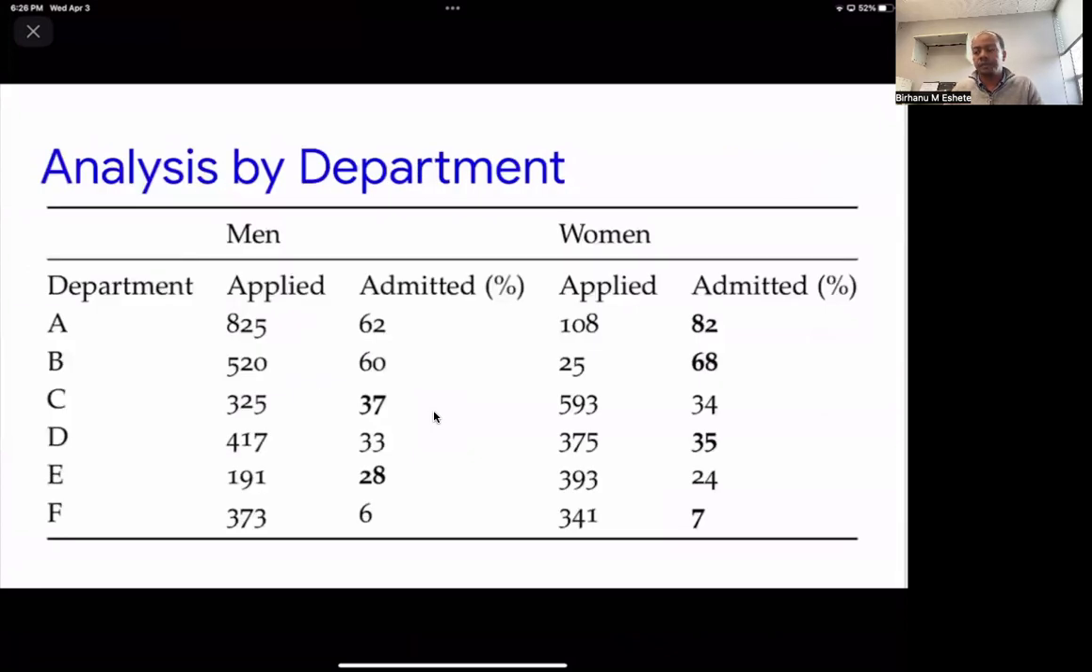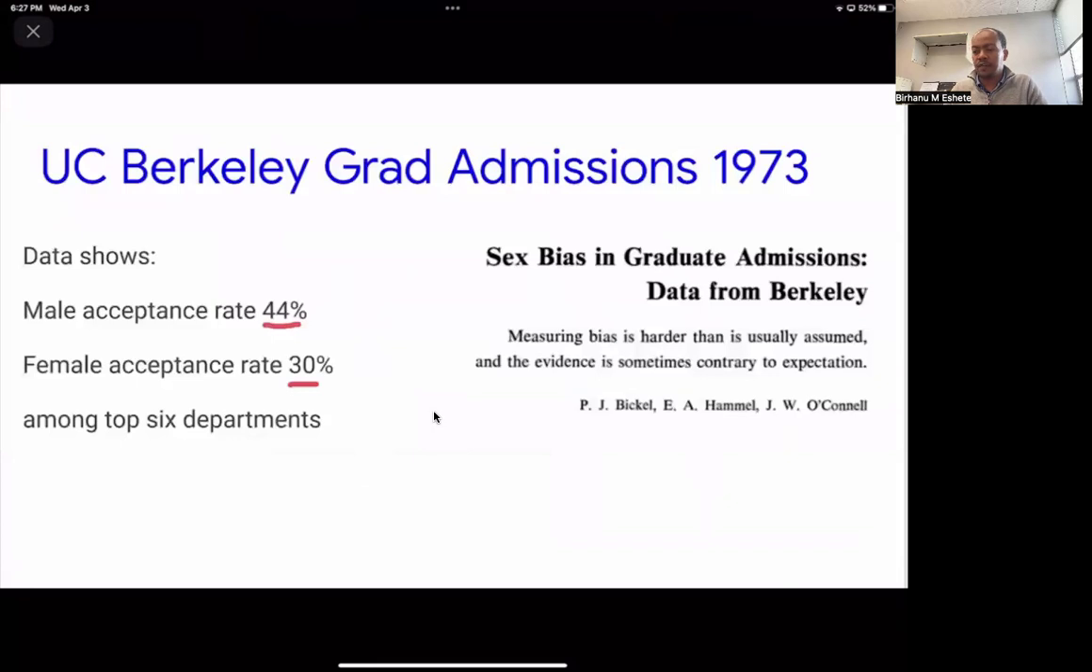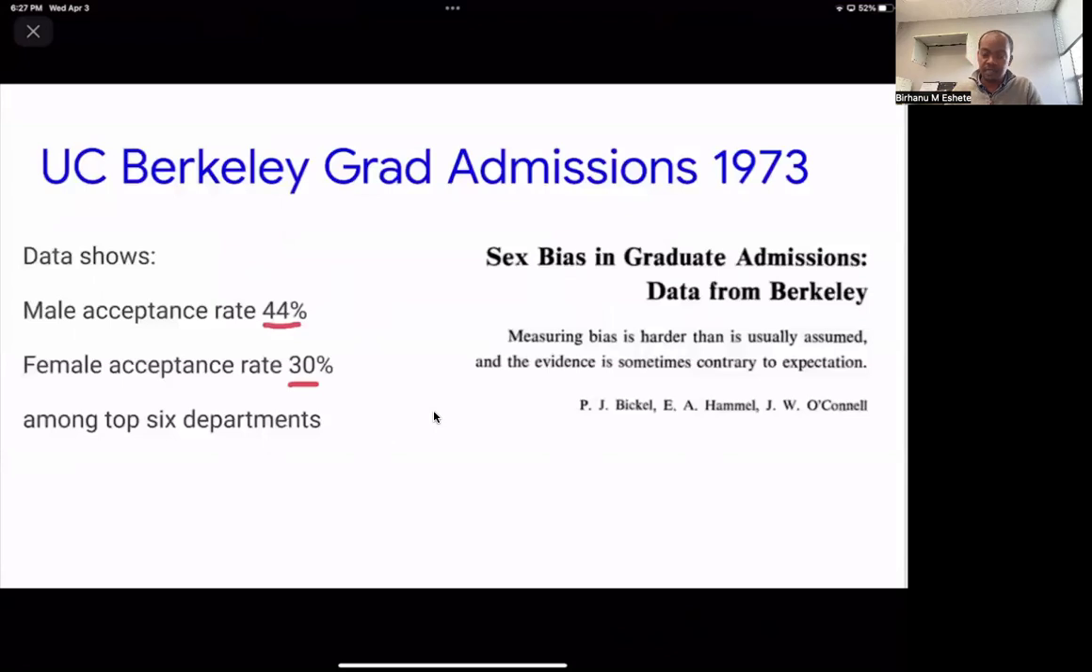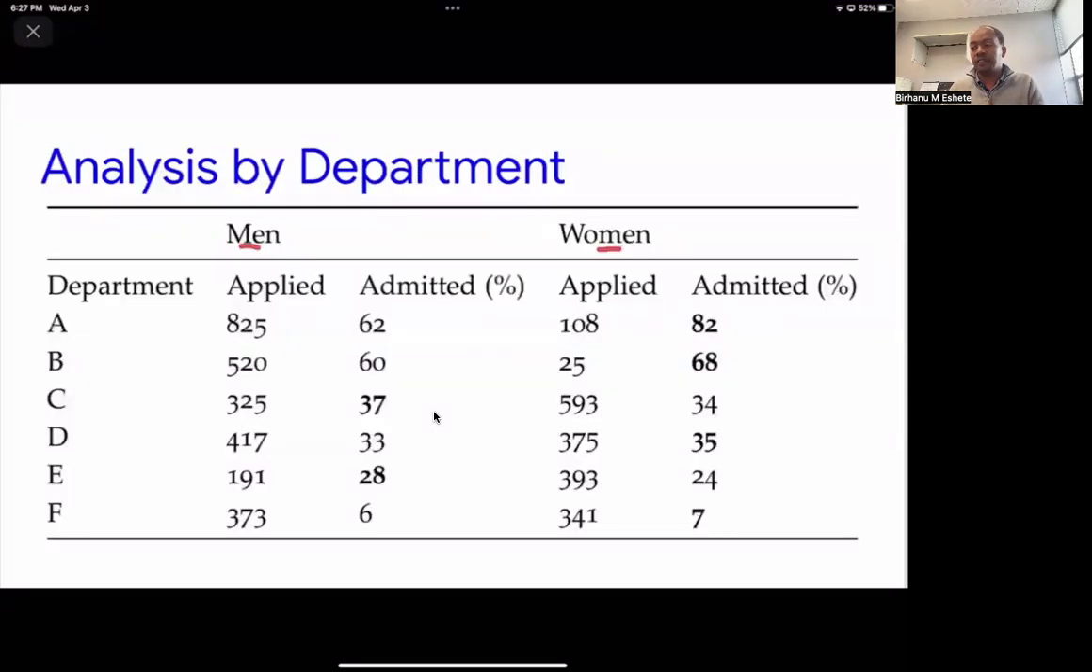But when you dive deeper into the data set and look at the data by department and split it into the 2 genders, the 6 departments A to F, the men who applied, and the women who applied and were admitted, right? When you look at this, it's not as bad as what the observation is saying, like the male acceptance rate is 44% and the female acceptance rate is 30%. For example, 825 men applied to Department A, and 62% of them were admitted. But when you look at women who applied to the same department, there were 108 women, and 82% of them were admitted, right? So simply by percentage, the rate is even higher for the women who applied.